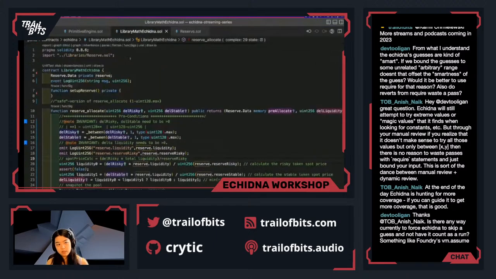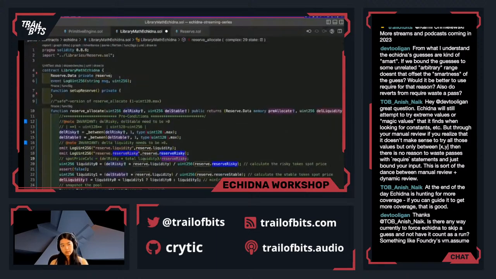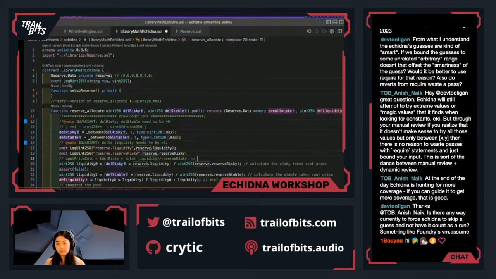But at this point in time, total liquidity and reserve risky are essentially the default values, which, spoiler, is actually just everything's initialized to zero, which tells us why the spot price calculation of the risky token is failing, because it's failing with a divide by zero error.